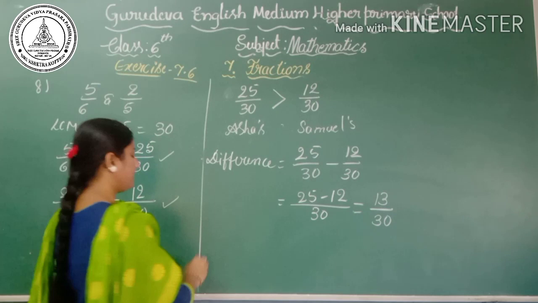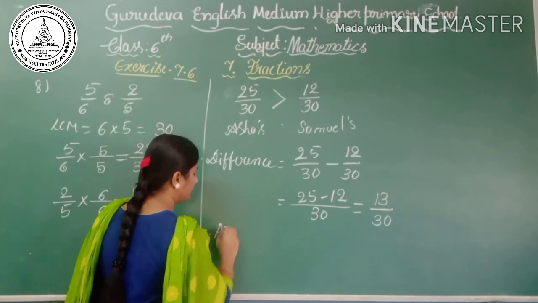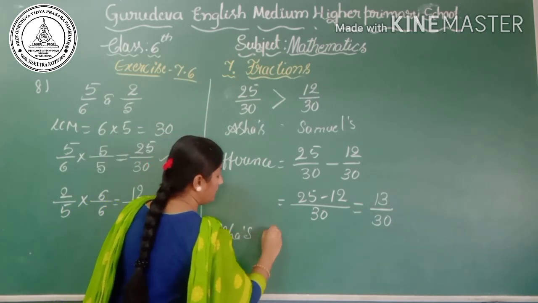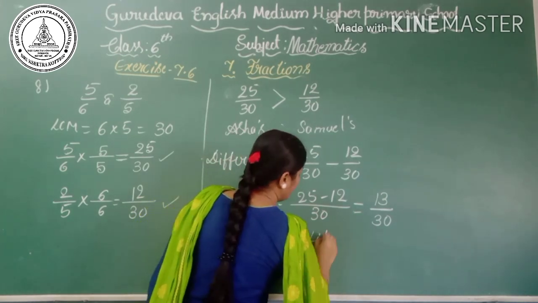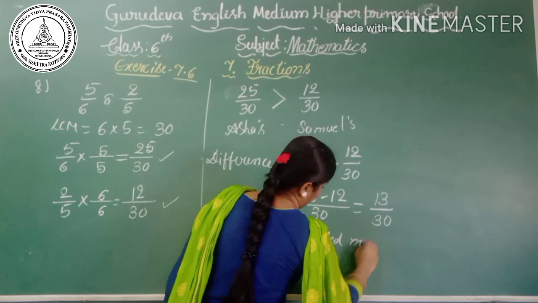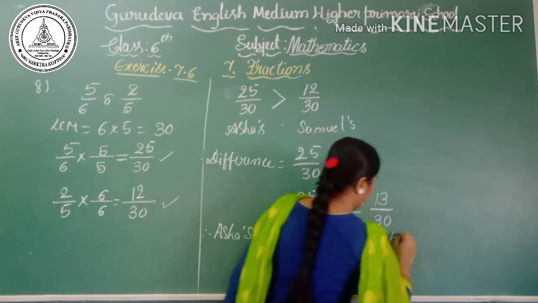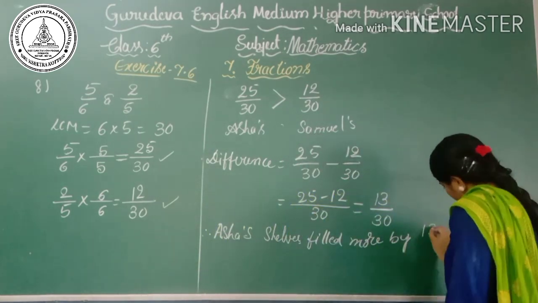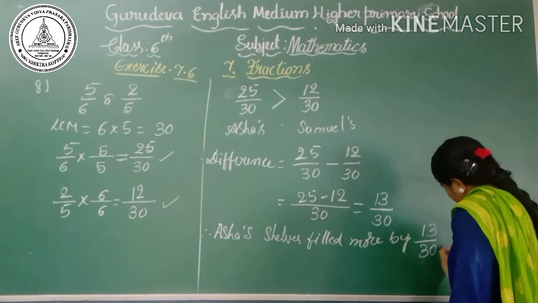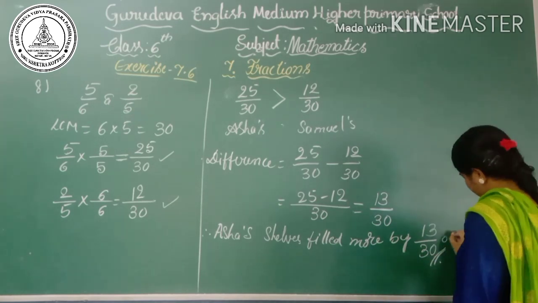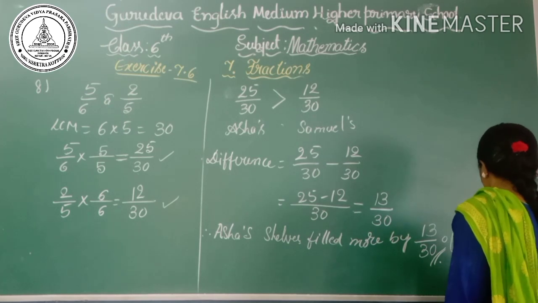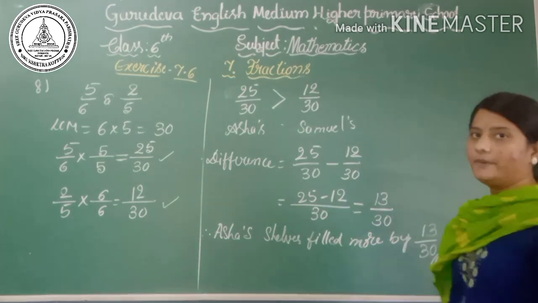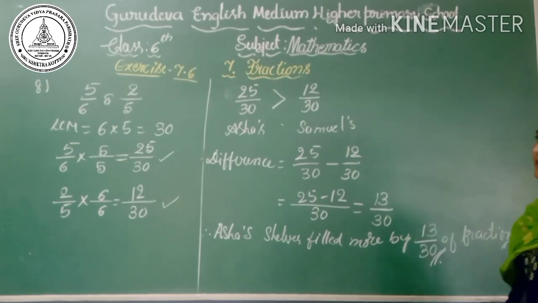Therefore we can write here: Asha's bookshelf is filled more by 13 by 30 fraction. Okay, is it clear?